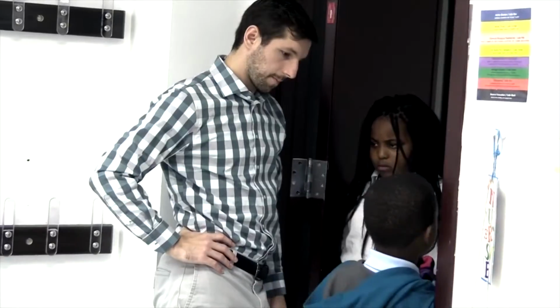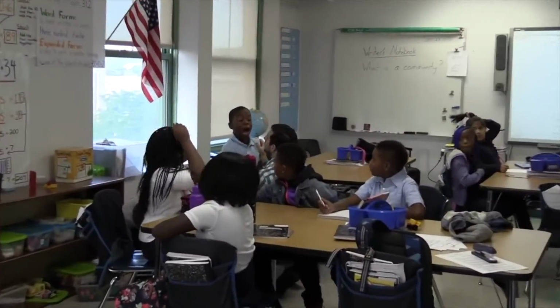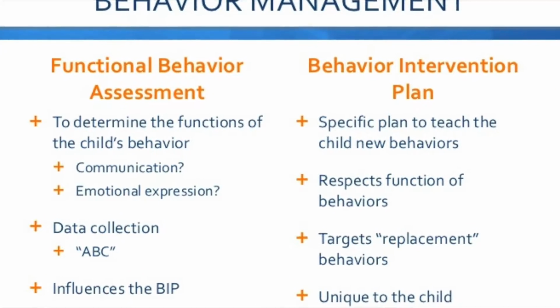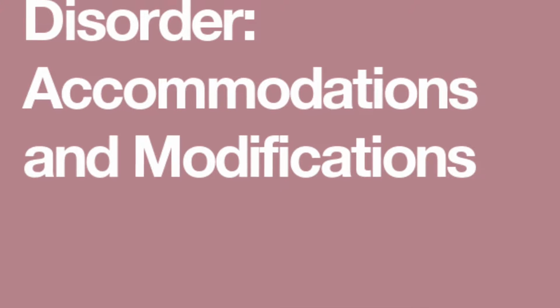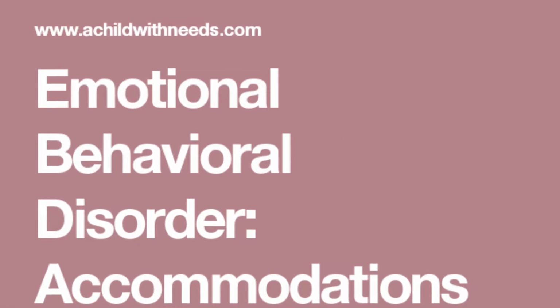A child with EBD is more likely to be isolated and may have trouble forming and keeping relationships with adults and other peers. Their behavior may be impulsive and aggressive, such as hitting and yelling out, as shown in this clip. Managing this type of behavior in the classroom may be hard, but if you make the right accommodations and modifications, it will make class management much easier.